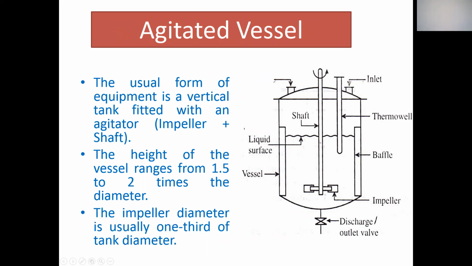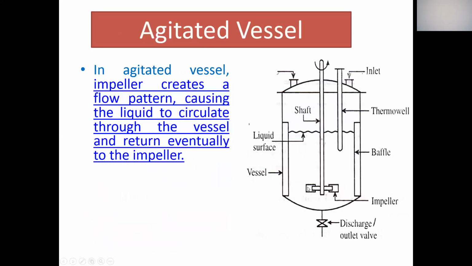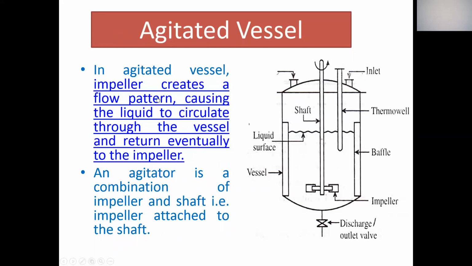Then the impeller diameter is usually 1/3 of the tank diameter. So this impeller diameter is 1/3 of the tank diameter. In an agitated vessel, the impeller creates a flow pattern, causing the liquid to circulate through the vessel and return eventually to the impeller. So what happens, this impeller will provide the circulatory motion. I am going to show you those figures later on. And once this pattern is created, this liquid will flow through this vessel and again come back to the center.